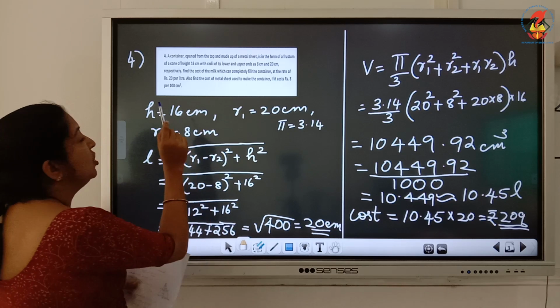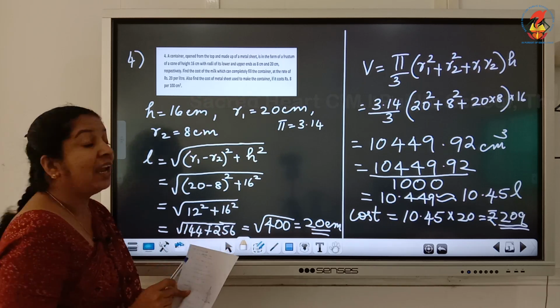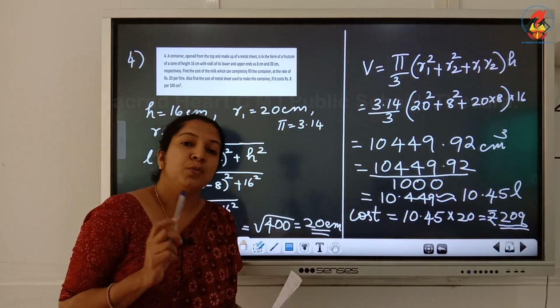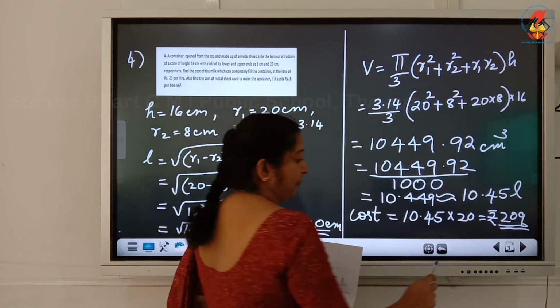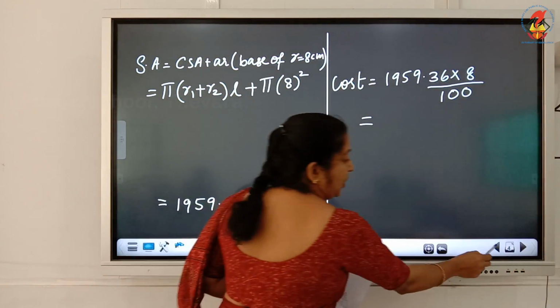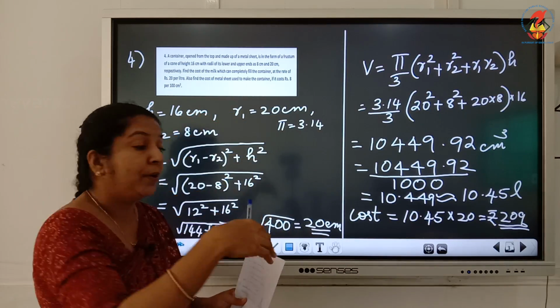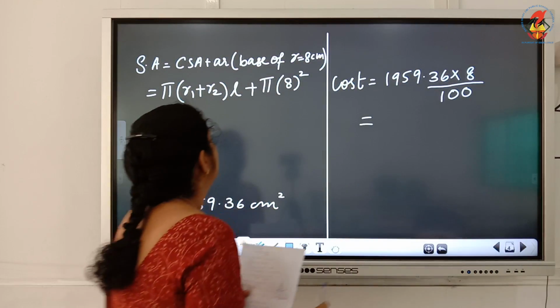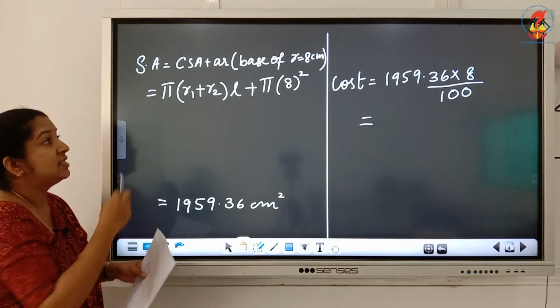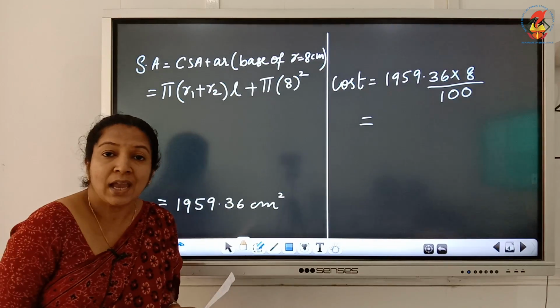What's the next question? Find the cost of the metal sheet used to make the container if the cost is rupees 8 per 100 centimeter square. So, we need the CSA. In this case, it is a container, so the top part is open and the base is closed. So, you have to find CSA plus area of the base of radius 8 centimeter.